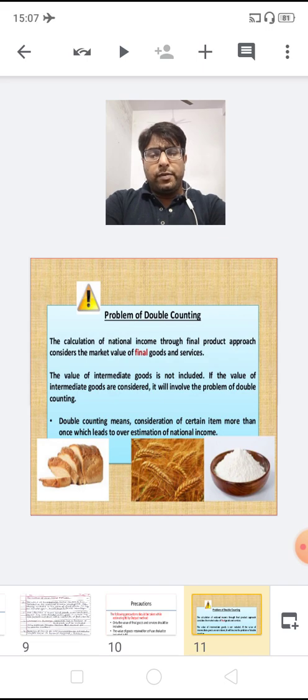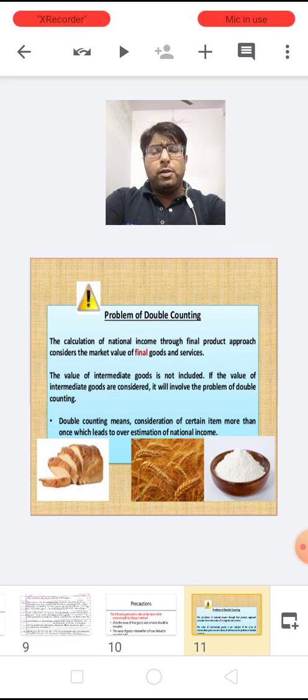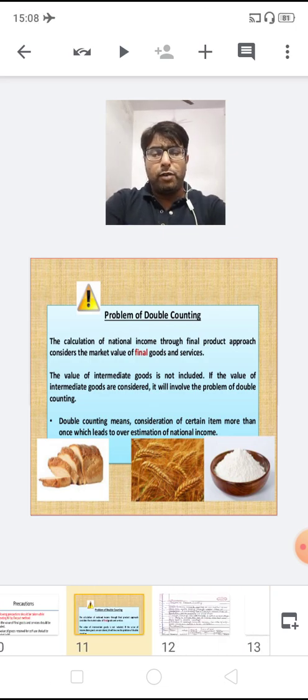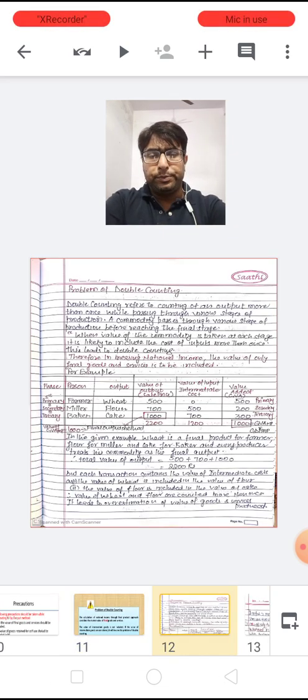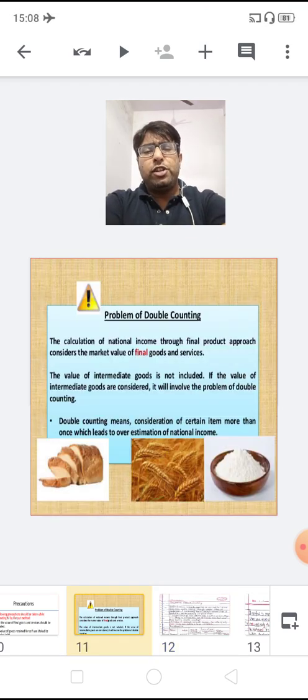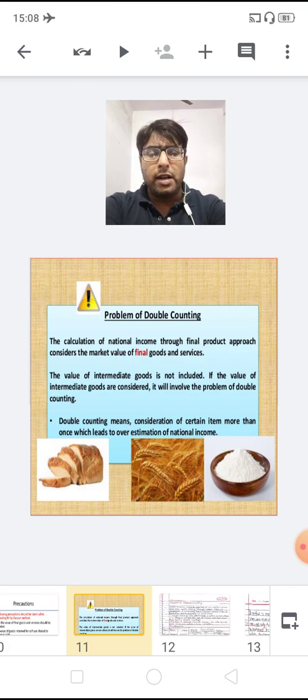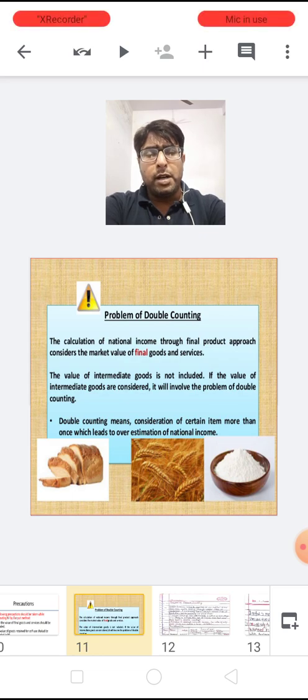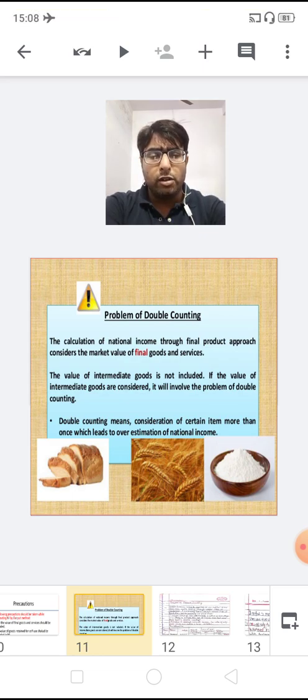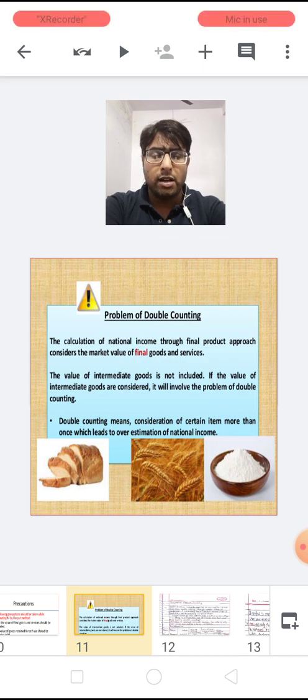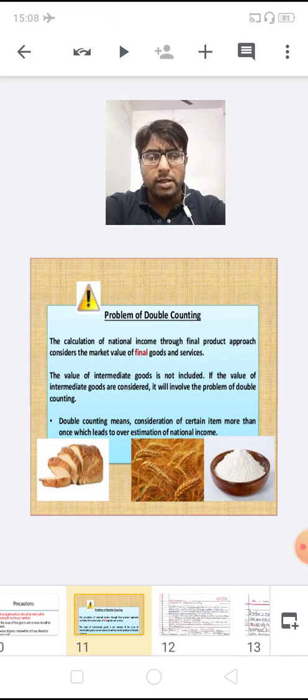Now children, there is again the problem of double counting here. What is the problem of double counting? The calculation of national income through the final product approach considers the market value of final goods and services, but the value of intermediate goods is not included. If the value of intermediate goods is also included, it will involve the problem of double counting. Double counting means considering certain items more than once, which leads to overestimation of national income.